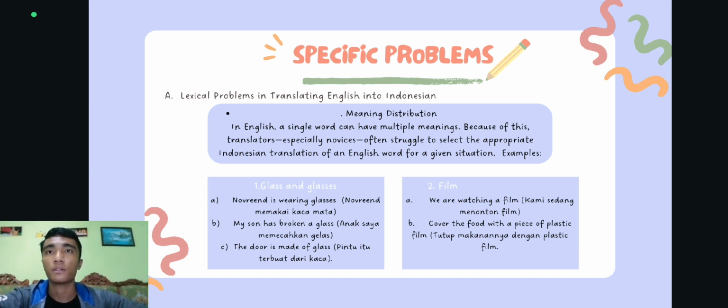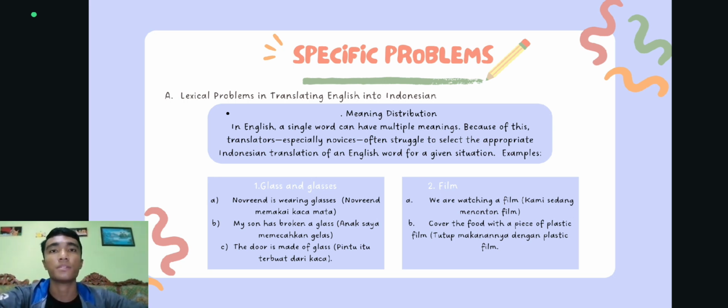A. My friend is wearing glasses. "Teman saya memakai kacamata." B. My son has broken a glass. "Anak saya memecahkan gelas." And C. The door is made of glass. "Pintu itu terbuat dari kaca." As you can see right here, guys, there are two words in English, glass and glasses, but in Indonesian it has three different meanings. First, glasses, in Indonesian it is kacamata. The second, glass, in Indonesian it is gelas, and the third, still glass, but in Indonesian it is kaca.